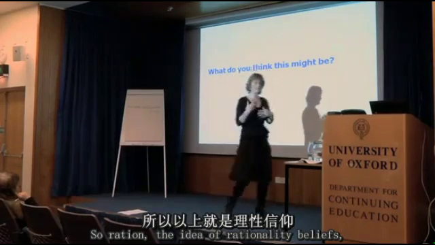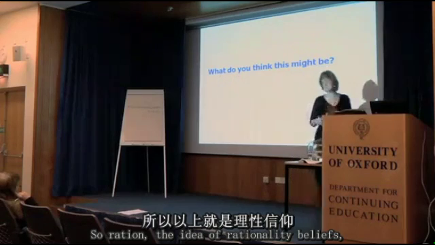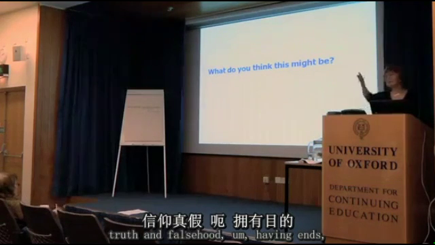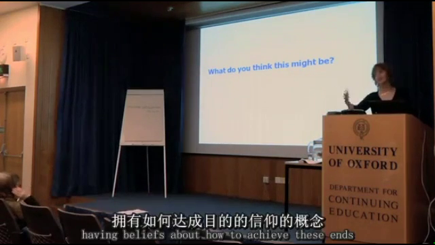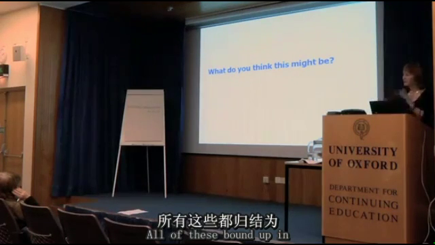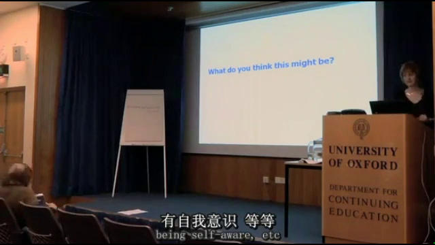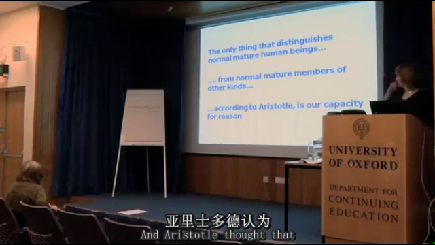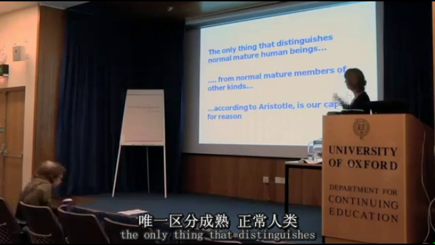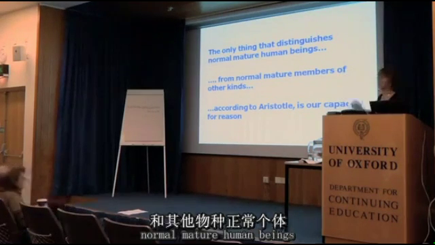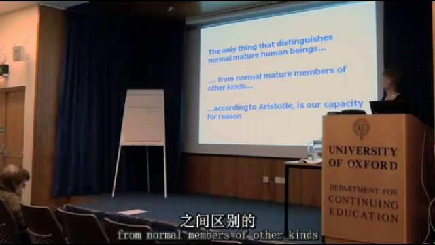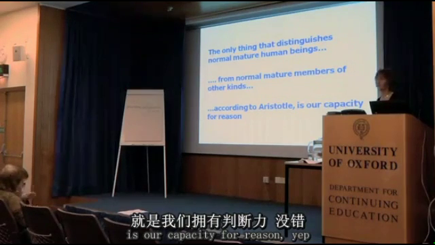So the idea of rationality, beliefs, truth and falsehood, having ends and having beliefs about how to achieve these ends, all of this is bound up in being rational, being creative, being self-aware, etc. And Aristotle thought that the only thing that distinguishes normal, mature human beings from normal members of other kinds is our capacity for reason.